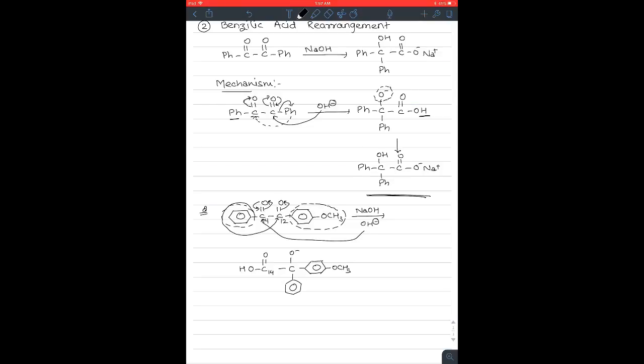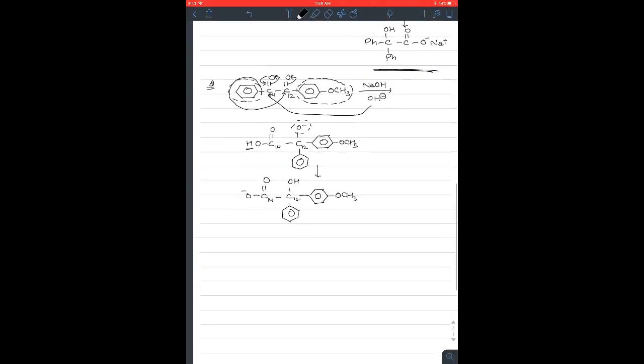And this O minus will take away the H plus, this acidic hydrogen. So this will be converted to this molecule: C double bond O, O minus, C14, then C12, which is connected with OH, and it is connected with two benzene rings, one benzene ring and another benzene with OCH3. So this is the product of this reaction.